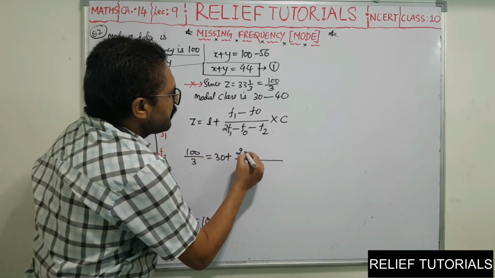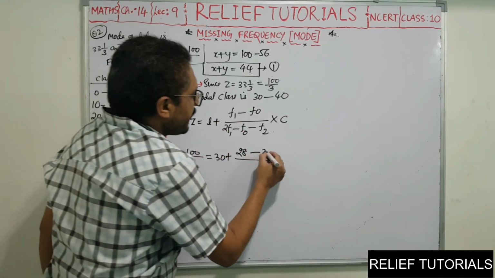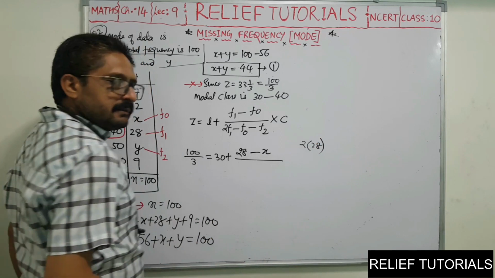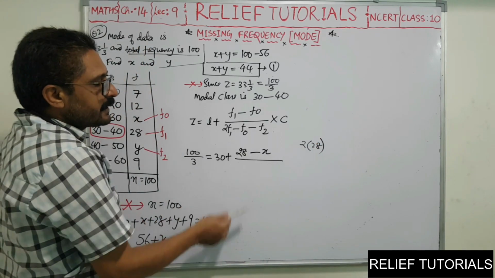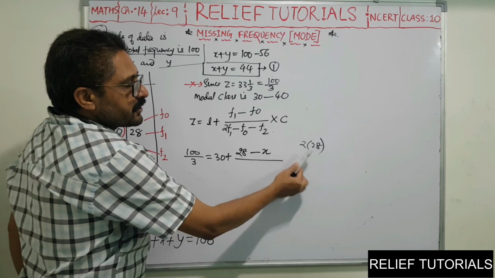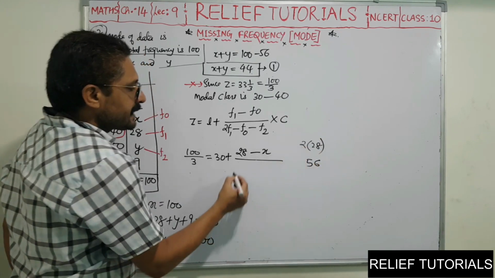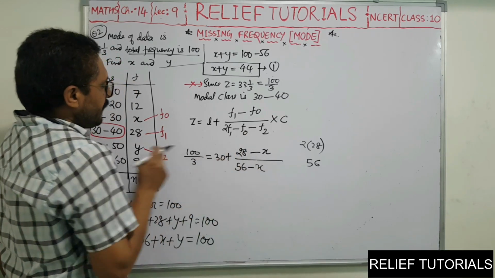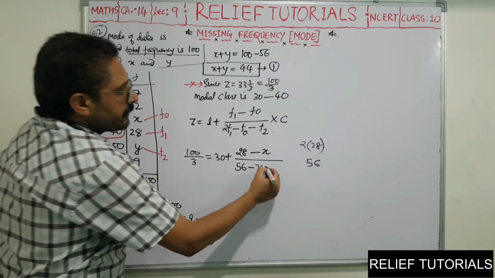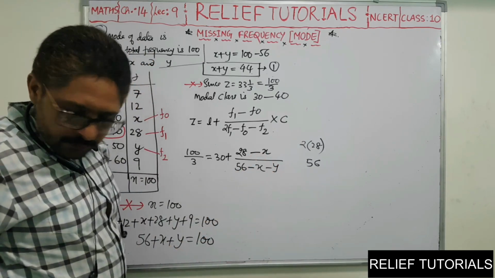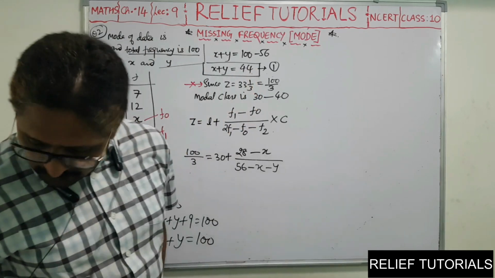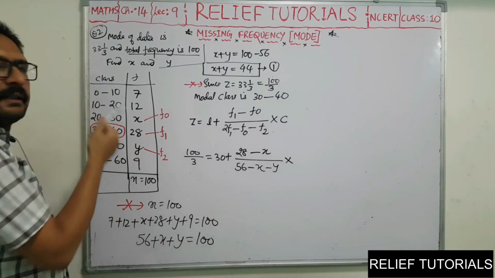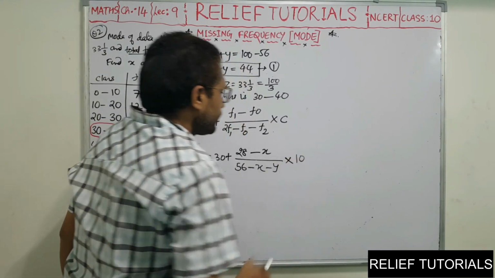Now we'll substitute. f1 is 28 minus f0, that is x. Now 2 times f1, f1 is 28. 8 2s are 16, carry 1. 2 2s are 4, 5. 56. So I can directly write here 56 minus f0. f0 is x, minus f2. f2 is y, minus y. Clear? Now into c, the class length. Class length you see here. How much is it? Naturally 10. So the class length is 10.